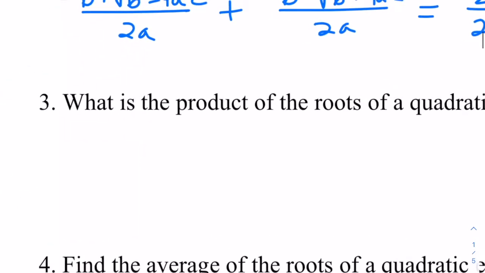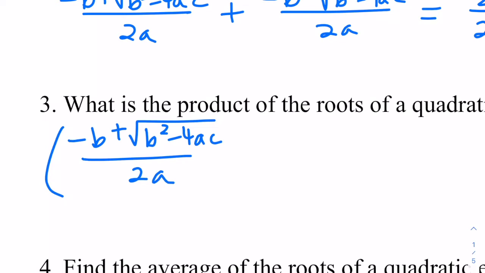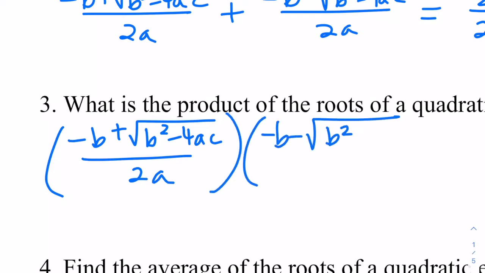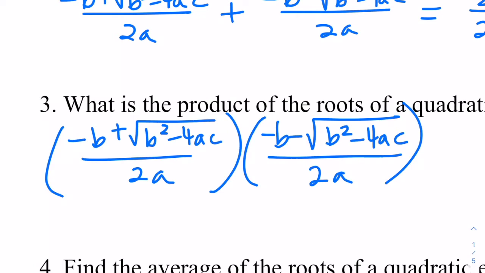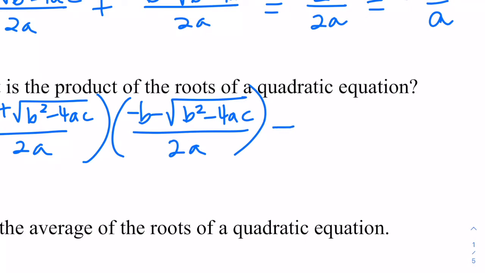For the next one, we're going to find the product. Let me write out these terms again. So we can see when we multiply these, we're actually going to be multiplying two conjugates. The first has negative b plus the square root, and the next one has negative b minus the square root. So essentially they're going to cancel each other out, and we'll have a difference of two squares.